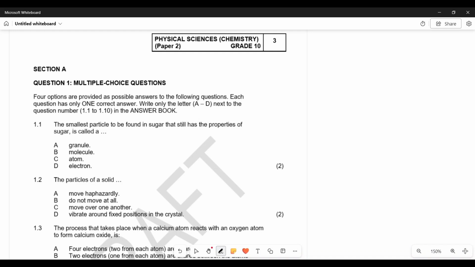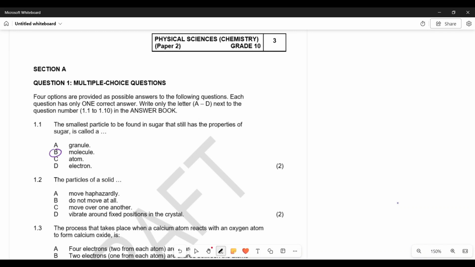This is a molecule. Now, what is a molecule? Molecules are the smallest particles of matter that can exist independently. So basically, the smallest particle found in sugar that will still have sugar properties will be your molecule. Why is that? It's because molecules are the smallest matter that can exist independently. So for 1.1, it's going to be B.